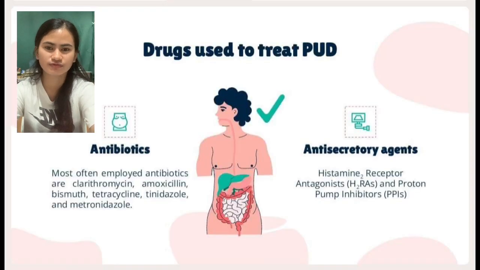The drugs used for treating the PUD or the peptic ulcer disease are the antibiotics and the anti-secretory agents. For antibiotics, we often use clarithromycin, amoxicillin, bismuth, tetracycline, tinidazole, and metronidazole. And for the anti-secretory agents, we have histamine 2 receptor antagonists or H2RAs and the proton pump inhibitors or the PPIs.